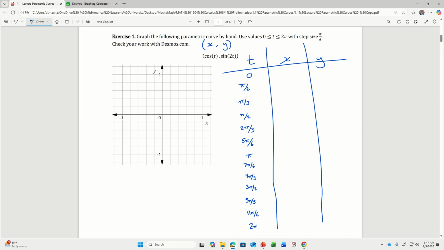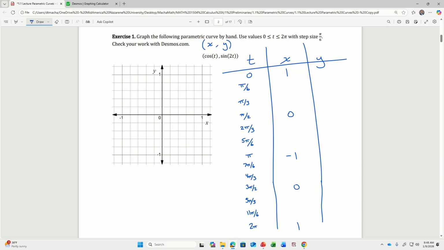So what's cosine of 0? 1. Yep. And you know, there's certain values where I just know, like cosine of pi is -1. Cosine of pi half is 0. Cosine of 3 pi over 2 is 0. And cosine of 2 pi, 1.